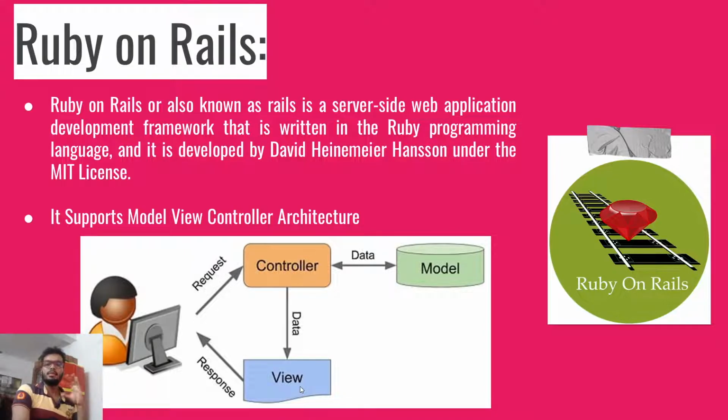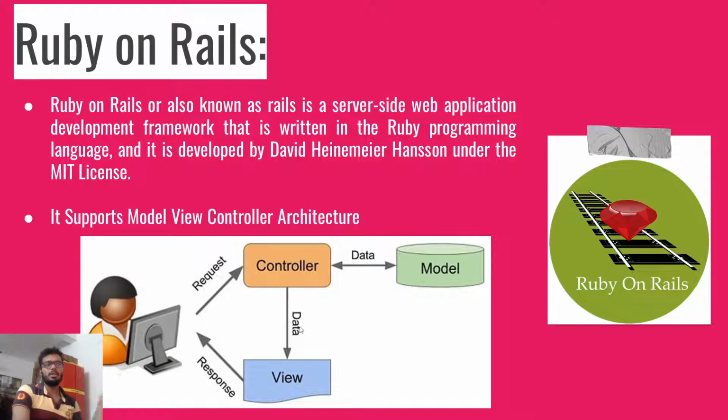So view will act as a presentation. View will show the display, show the request which was asked by the user in the form of some good presentation. The work of the view is just to display in a good way, in a presentable way. So this is how MVC architecture works.